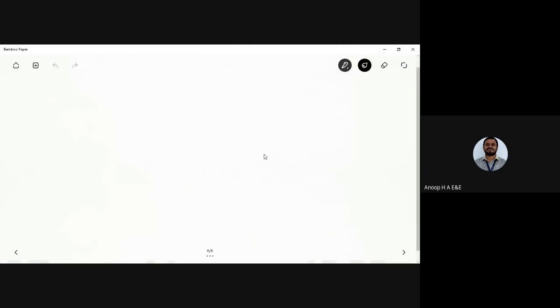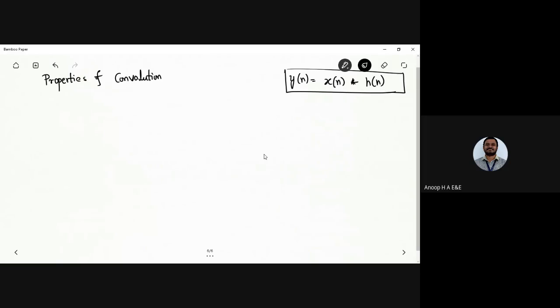Fine. Next, we have some properties related to the convolution sum. That is the equation that holds good for a discrete system. Let me write it down here: y of n is defined as x of n convolved with h of n. So these are the properties of the convolution sum.